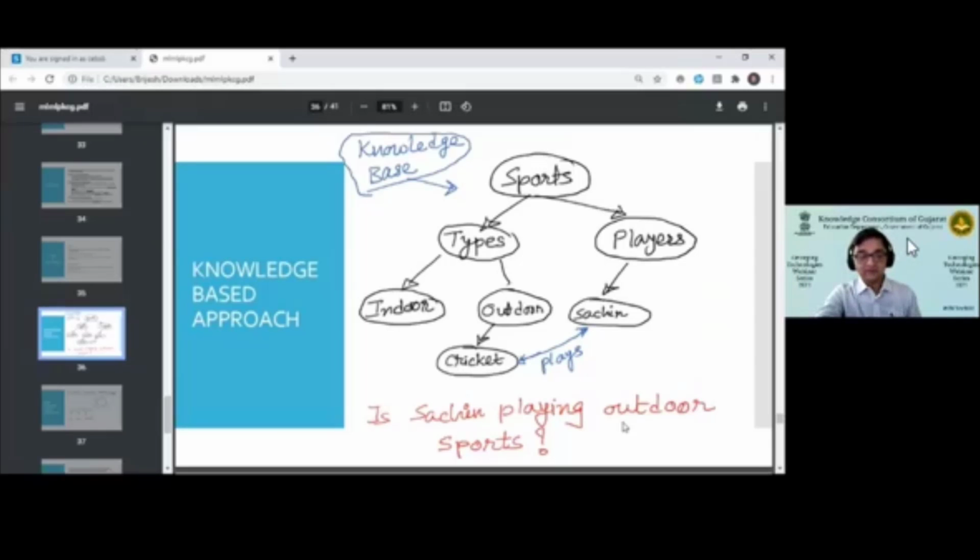You need some dictionary tree, as I have shown in this taxonomy, where you divide sport into two parts, like types and players. Actually, it will be more than two, but I have just put the relevant bubbles. Then type has two subtypes, indoor and outdoor, and outdoor has the subtype cricket. So if you know that Sachin plays cricket, and if you are given the knowledge that cricket is an outdoor sport, then you can answer this question correctly. Otherwise, you won't be able to answer the question correctly. So that is why the knowledge base is an important part of a question answering system.